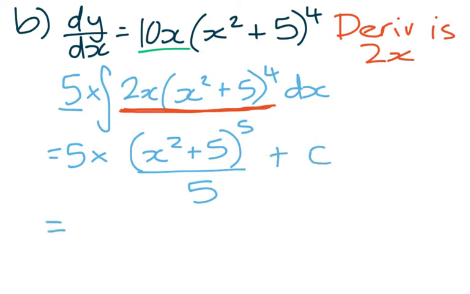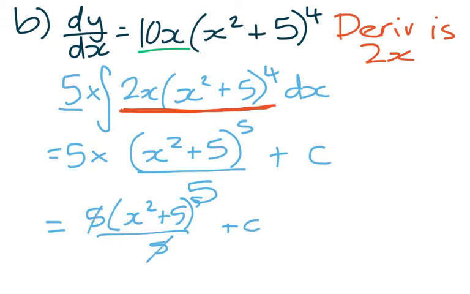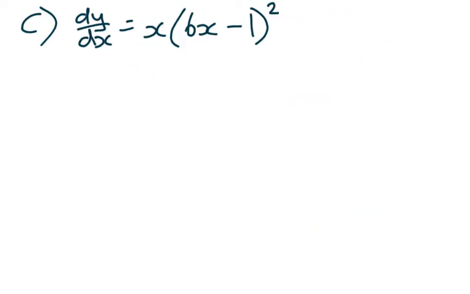And then if we do that, we end up with 5(x squared plus 5) to the power of 5 over 5 plus c, with the two 5's being able to cancel each other out. So we end up with our final answer of (x squared plus 5) to the power of 5 plus c. The last example is just one to show you that we need to check whether we can use the chain rule integration or whether we just have to expand it out.